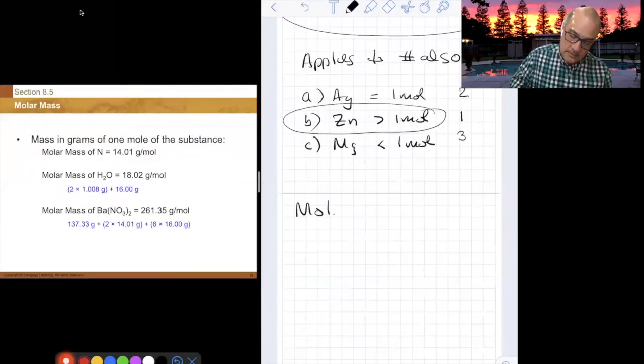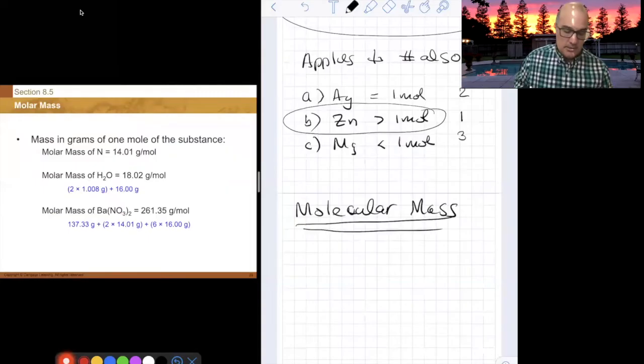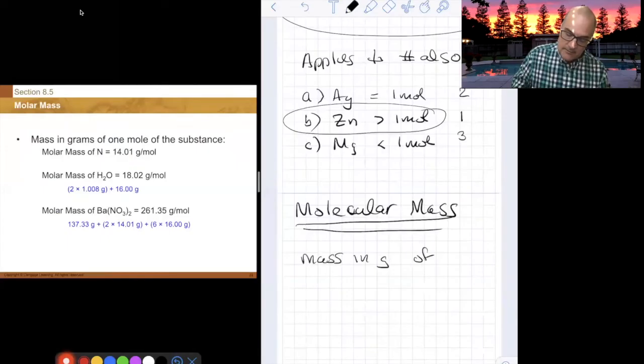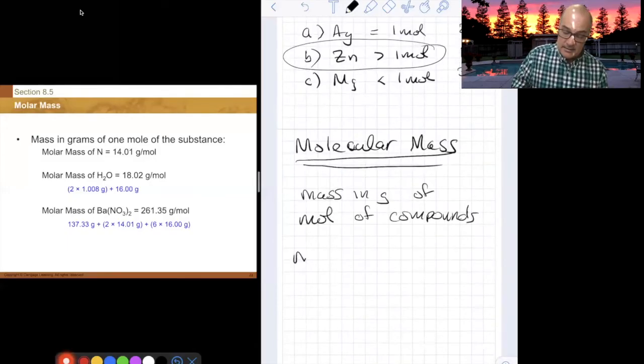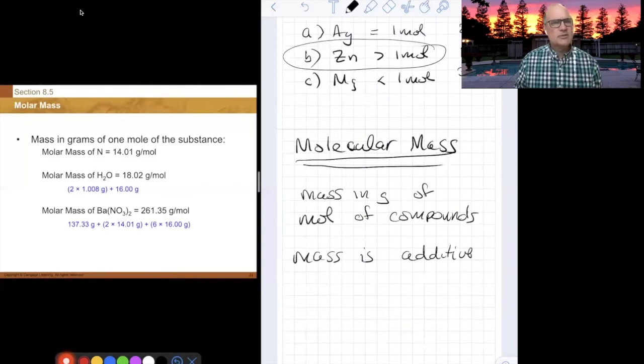So let's talk now about molecular mass, right? So what we've been talking about technically so far is atoms, but let's think now about molar mass or molecular mass. This is the mass in grams of a mole or moles of compounds. And we're going to take advantage of the fact that mass is considered to be additive. And it really is unless we're doing nuclear reactions.